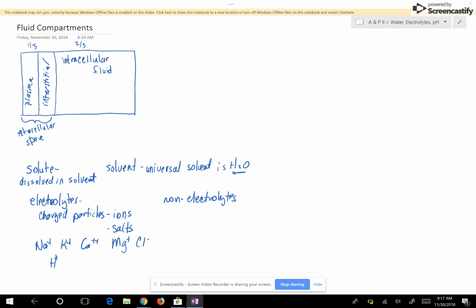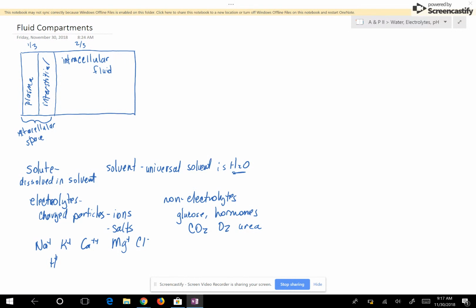Non-electrolytes are also going to be in the fluids, and they include glucose, hormones, carbon dioxide, oxygen, urea. Notice anything that we're spelling out and we don't have a plus or minus sign with, and we don't say the word ion after it.